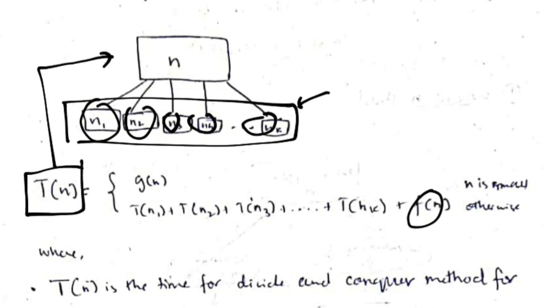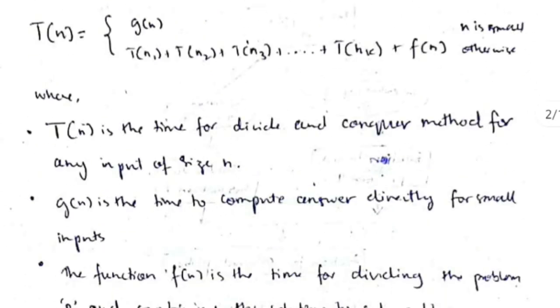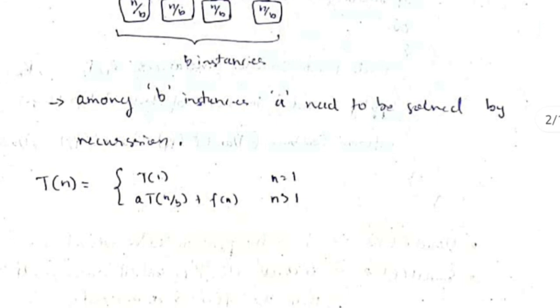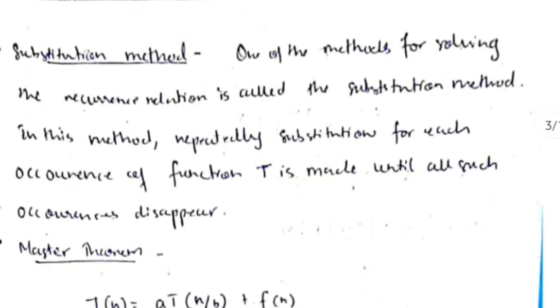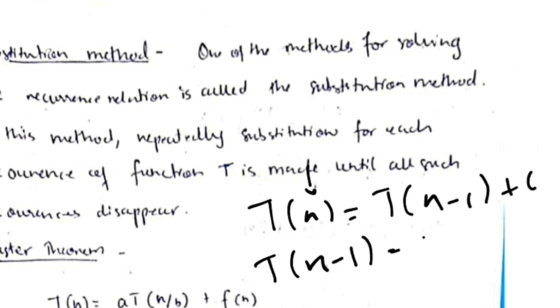To calculate that total time taken, we have two methods. The first one is the substitution method, which we looked at in the last module also. If T of n is given as T of n minus 1 plus c, then T of n minus 1 will be T of n minus 2 plus c.